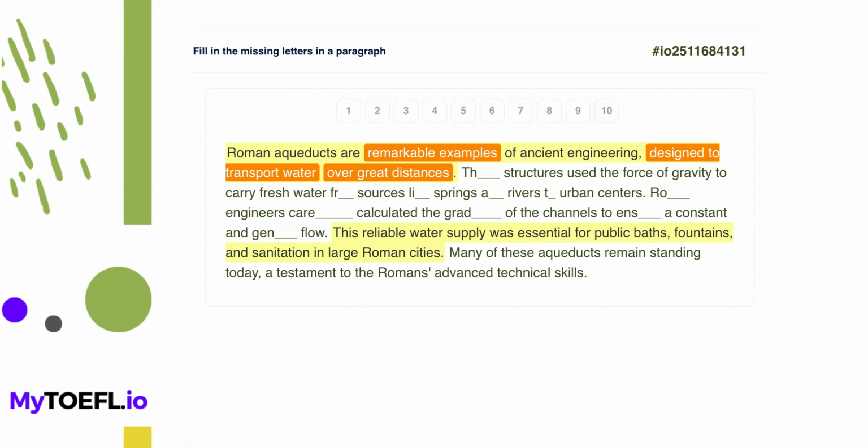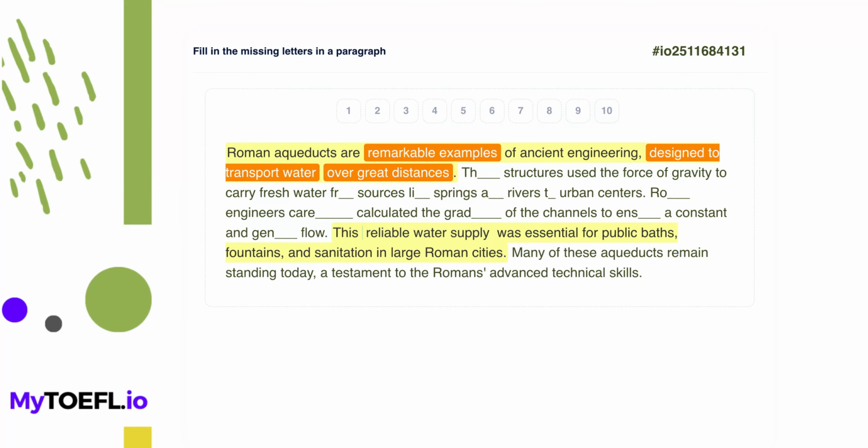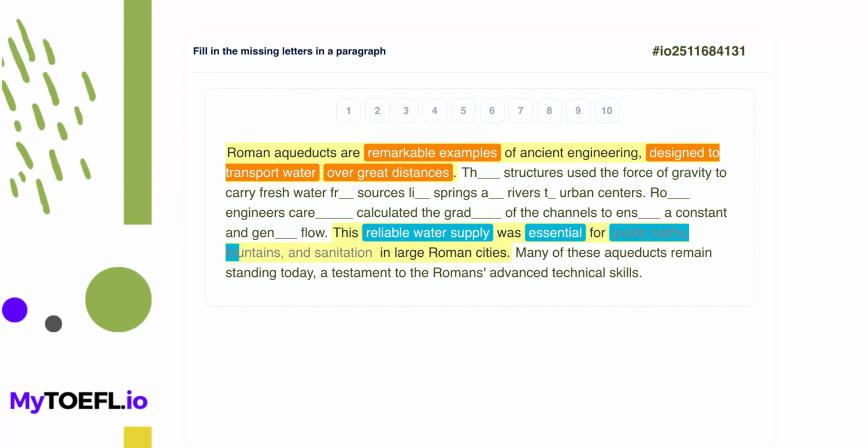Here, we learn about the impact of the aqueducts. The phrase reliable water supply connects back to the transportation of water mentioned earlier. The word essential is crucial because it highlights necessity. Life in the city depended on this. Finally, the list of public baths, fountains, and sanitation gives us concrete examples of how the water was used, reinforcing the idea of a sophisticated urban society.